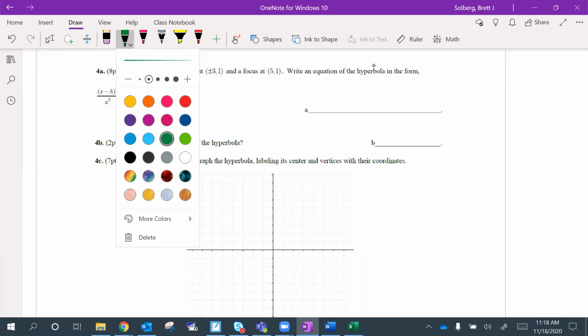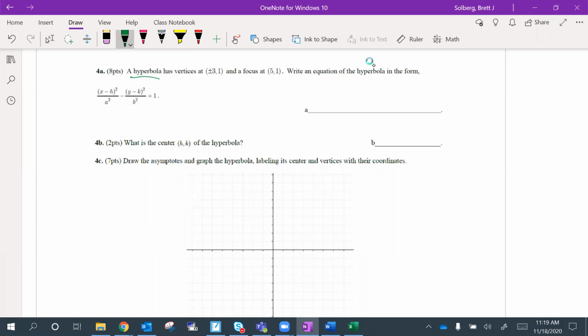It tells us it's a hyperbola that has vertices at (3, 1) and (-3, 1). So there's (3, 1) and here's (-3, 1). It also has a focus at (5, 1). Now, believe it or not, that's enough information for us to know that this is a hyperbola and to figure out everything else about it.